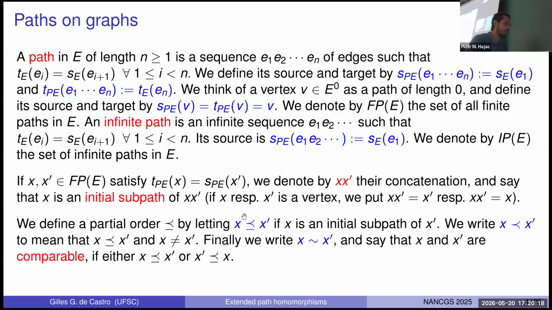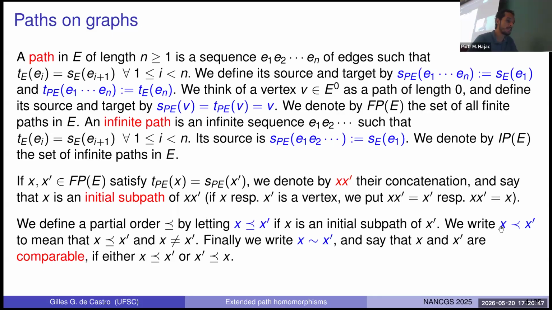And we can define a partial order on paths just by saying that a path is smaller than the other, or again, it's an initial subpath of the other. Then we use this notation. And in particular, sometimes we need this kind of a strict order relation, so then we remove the equal sign. When you have this strict relation, it means initial subpath, but they are not the same.